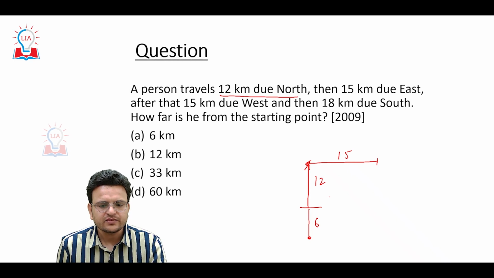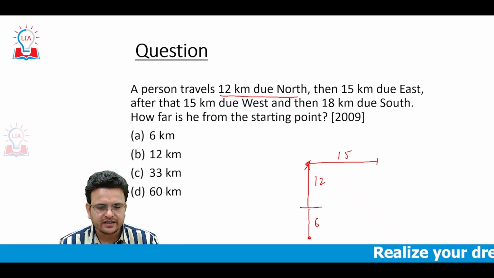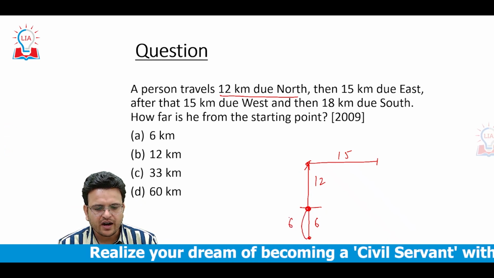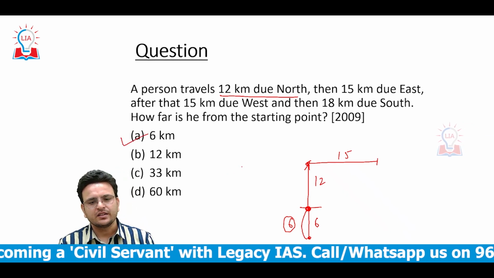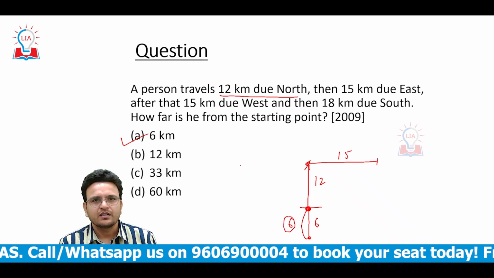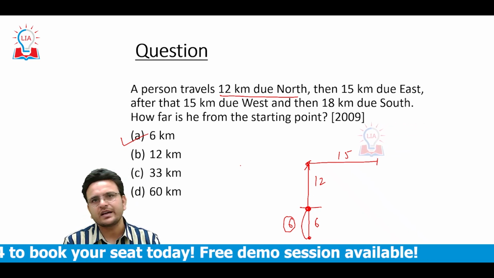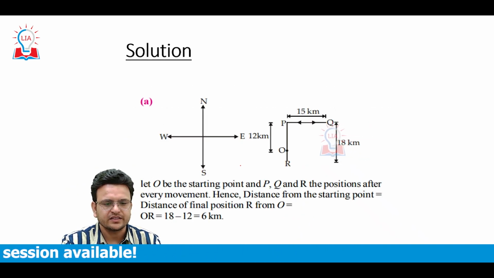How far is he from the starting point? So where has he started? He has started from here and he came to here. How far away is he from the starting point? That is 6 kilometers. So again I have focused more on the diagram. Try to work on the diagram. If you are able to draw the diagram very carefully, these direction test questions become very easy.